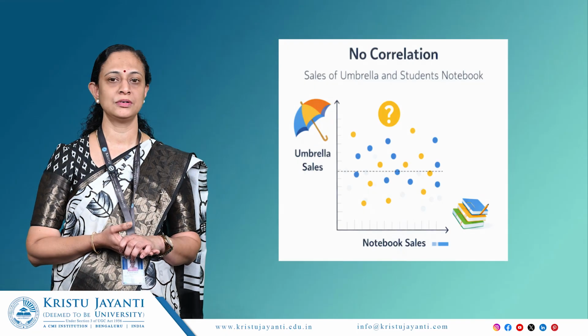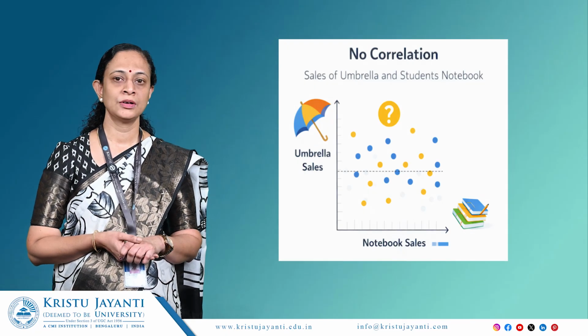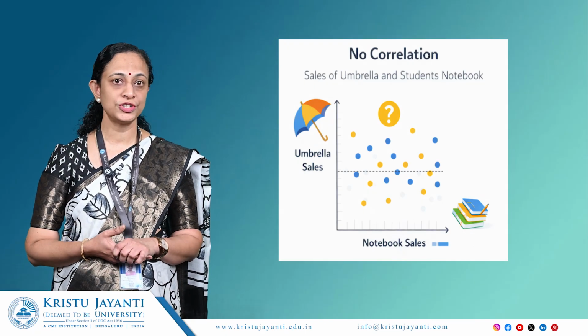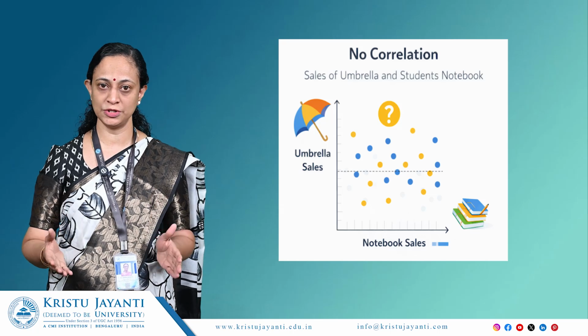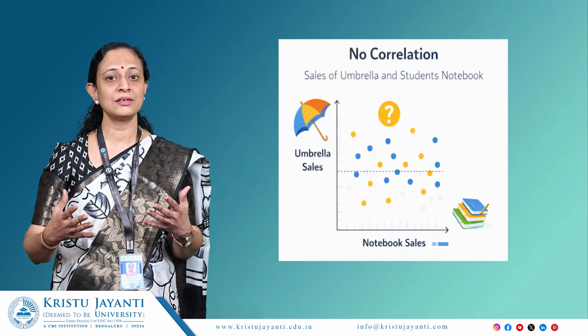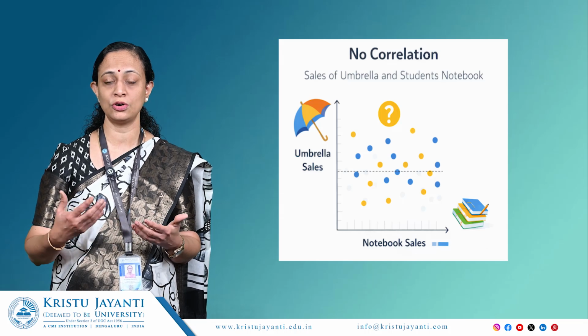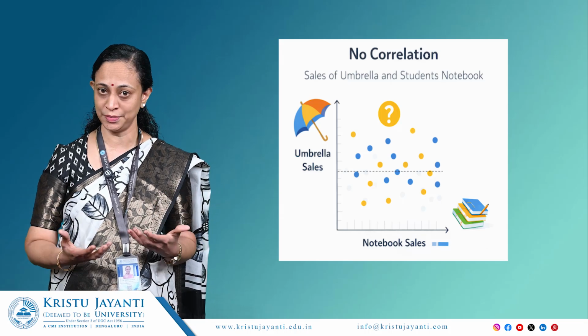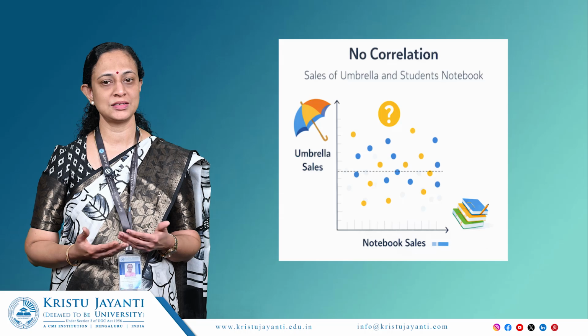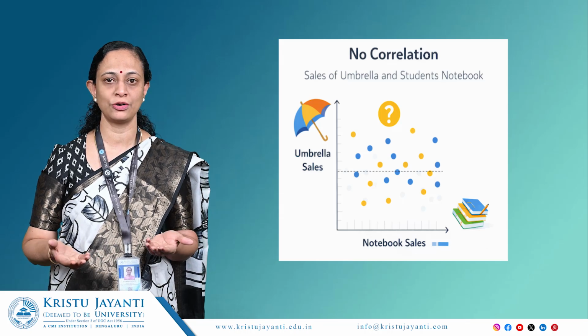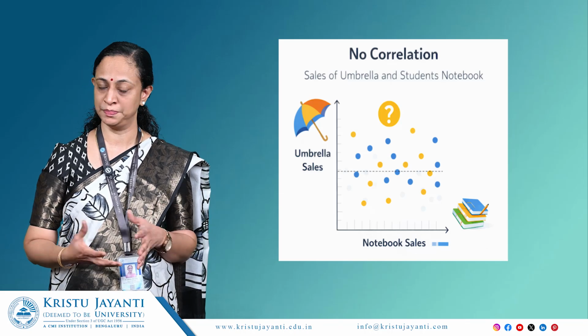The third type is non-correlation. So what do you mean by non-correlation? If the variables do not show any relationship between them, or do not show any association between them, then it is said to be non-correlation, or no relationship between them.